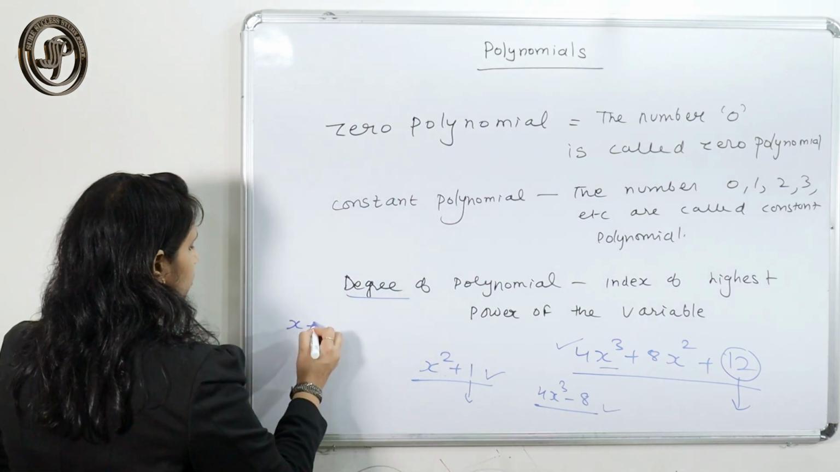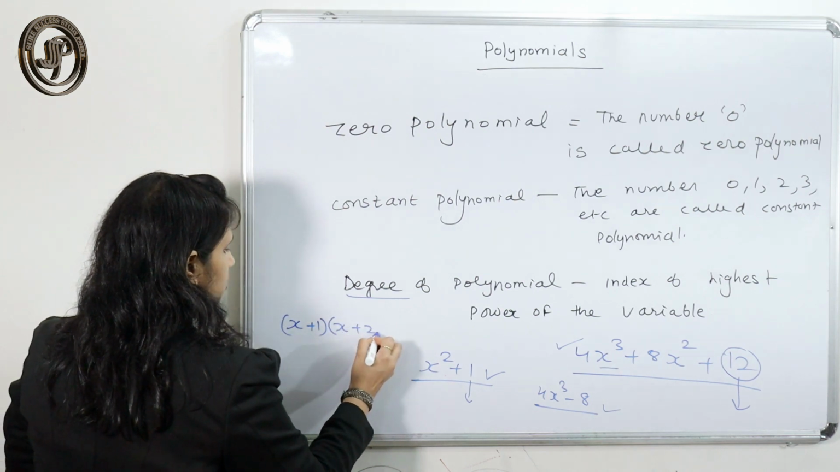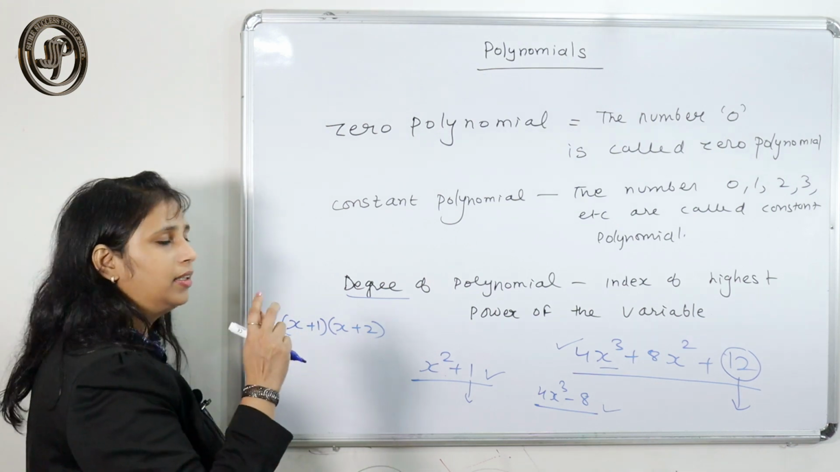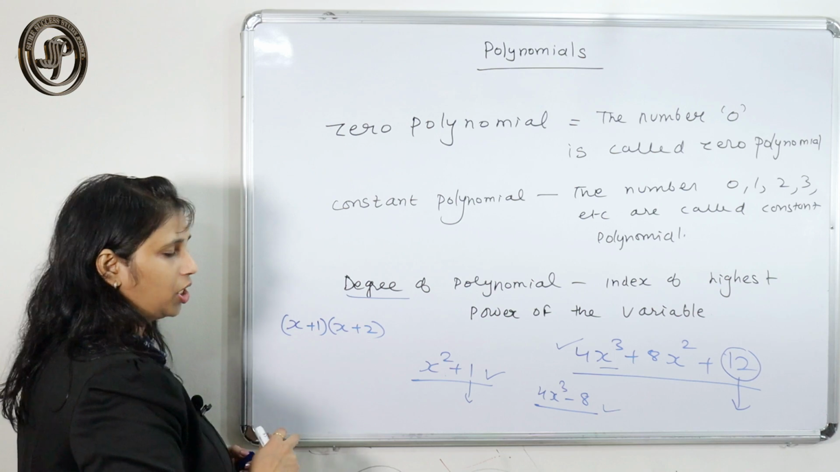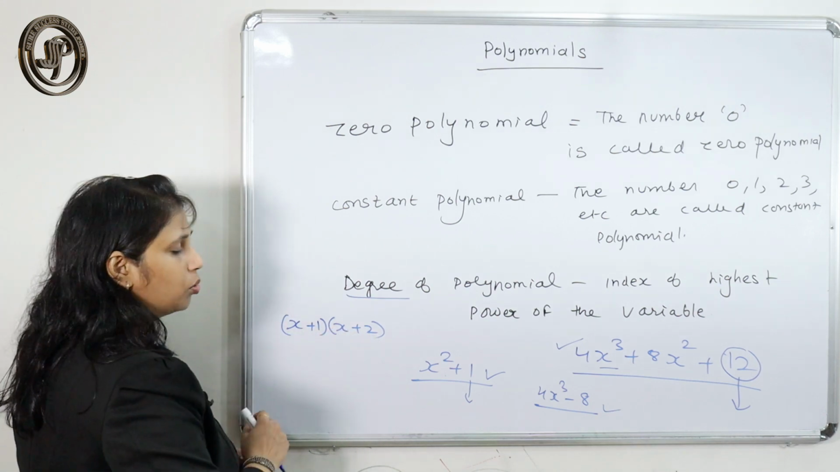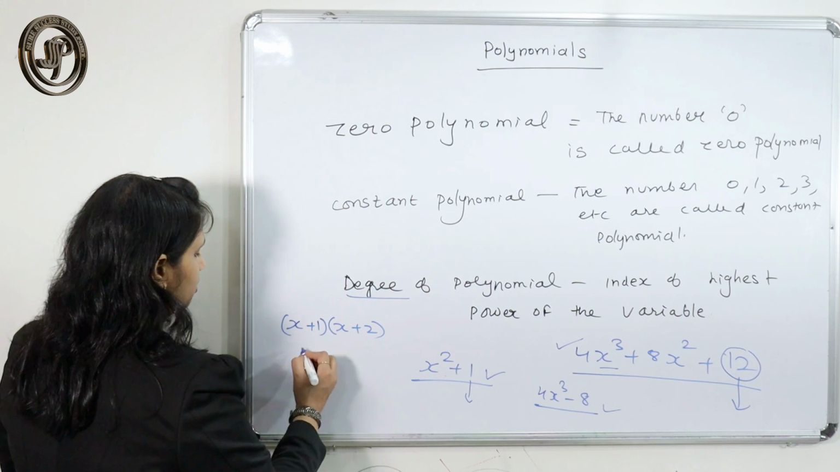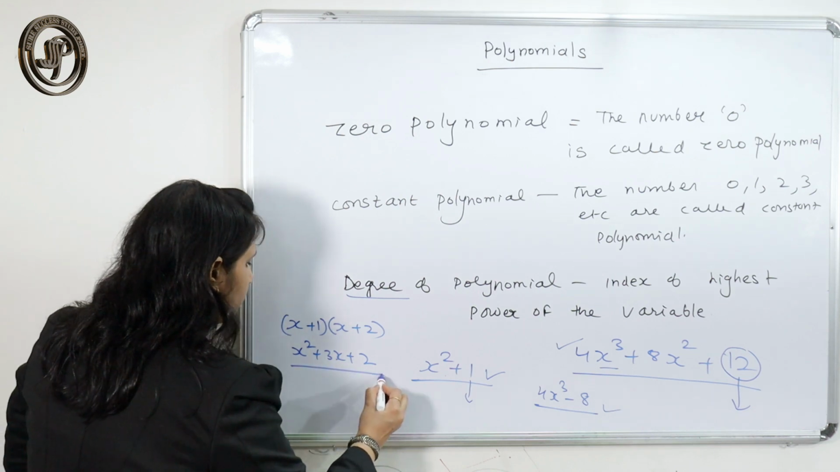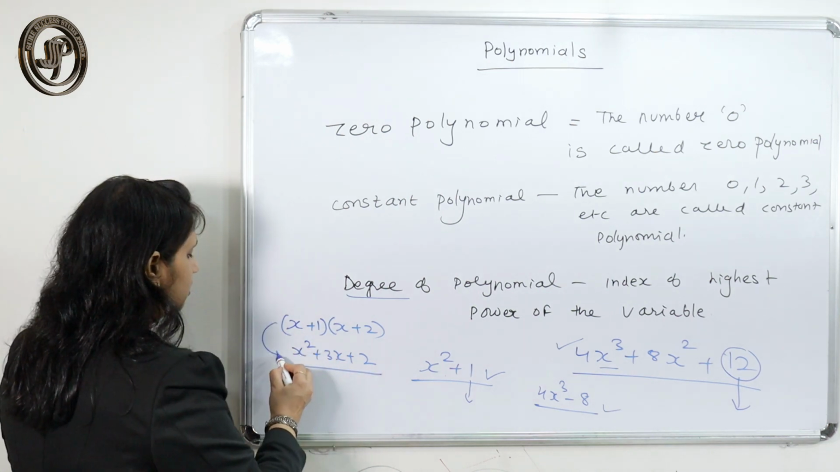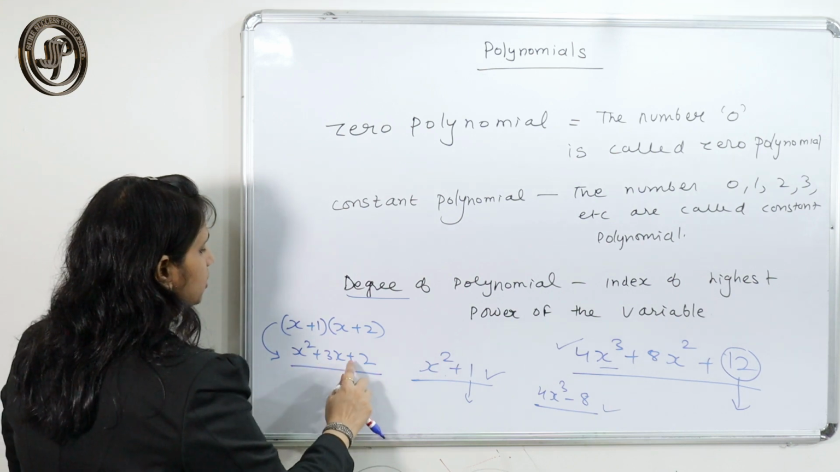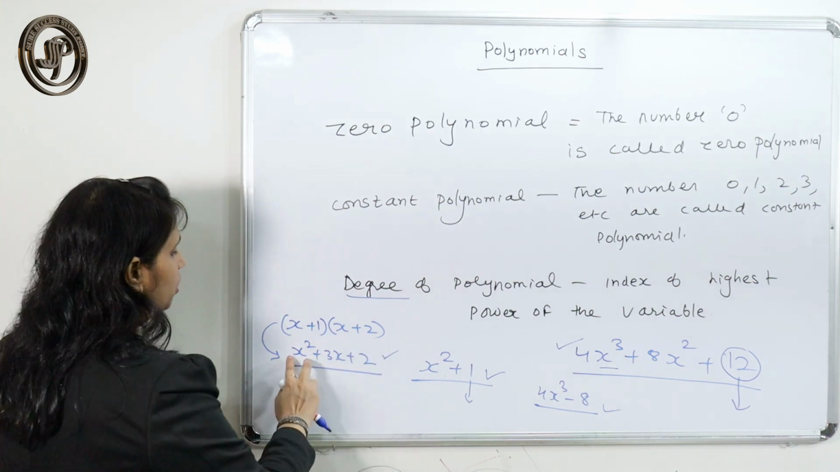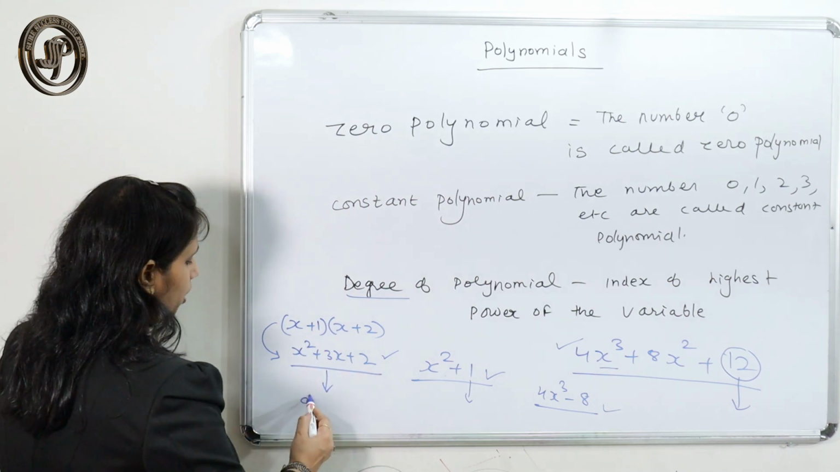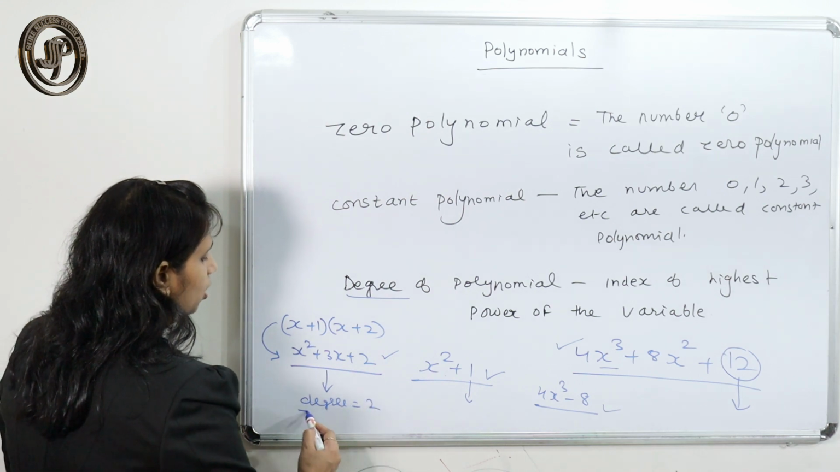If I just tell you to find the degree of this, first you need to make this in the form of an algebraic expression, like this is in the form of a product. So we need to further simplify this. When I multiply this, I will get this. After calculating in the simplest form, it is now an algebraic expression with three terms. Now you are in a position to find the degree. So here the degree of this function will be 2.